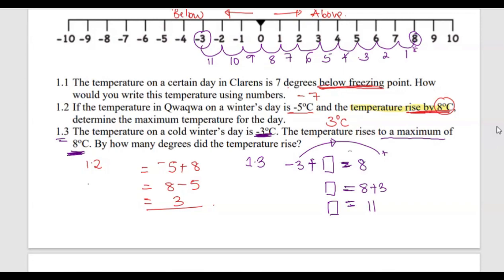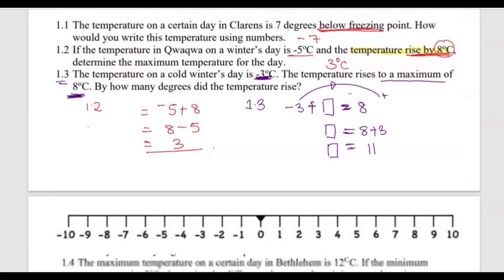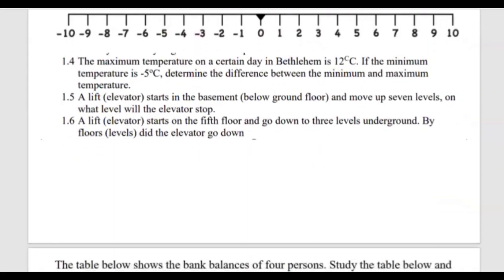Okay, that's the question. All right, we go on and we see question number 1.4. The maximum temperature on a certain day in Bethlehem was 12 degrees. If the minimum temperature was -5, determine the difference between the minimum and the maximum temperature. Now, determine the difference, simply meaning, remember in mathematical literacy, difference means subtraction, which would have been 12 minus -5. So minus becomes a positive, which gives us the answer as 17.